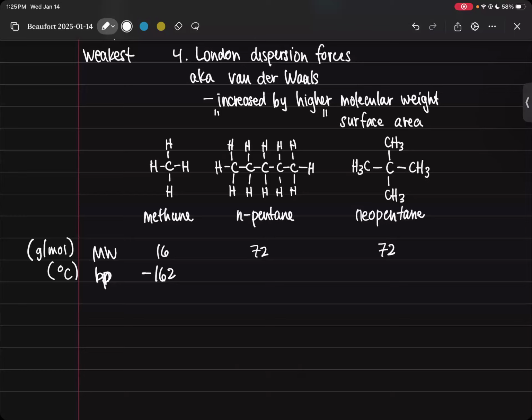So increased by higher molecular weight. So the boiling point of n-pentane is going to be higher or lower than methane. Higher, way higher in this case. In fact, more so than you might expect just from the size. Plus 36, so that's body temperature.